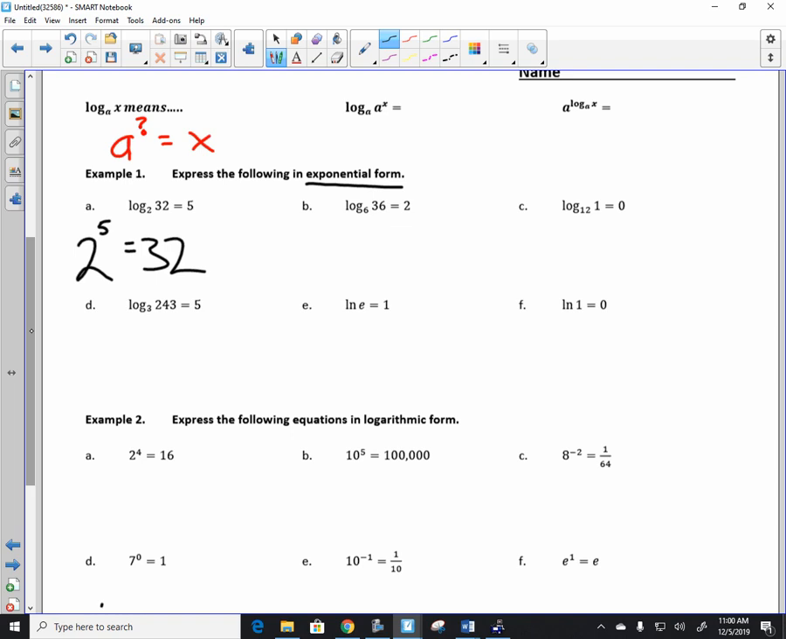Yeah. So the next one would be what? 6 squared is 36. Does that make sense? Something to the 0 is 1. 3 to the 5th is 243. Well, what about the next one?